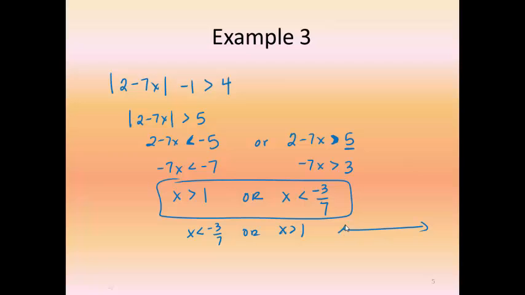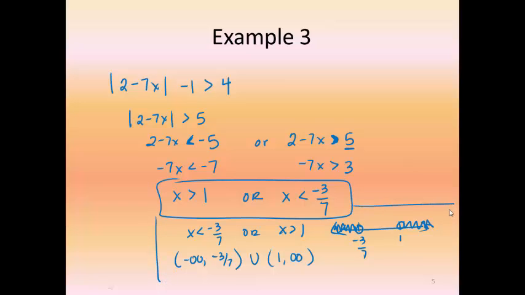This on a number line would have my -3/7 with an open circle, my 1 with an open circle, and shading towards the infinities. As an interval notation, we go from -infinity to -3/7 exclusive, union from 1 to +infinity exclusive. So it just depends on what you're being asked for.